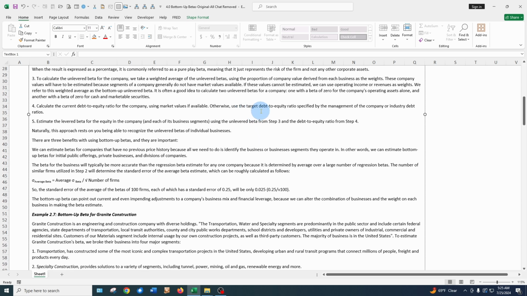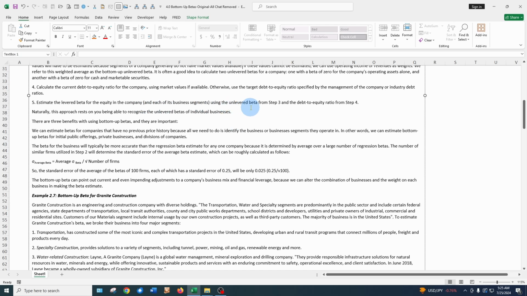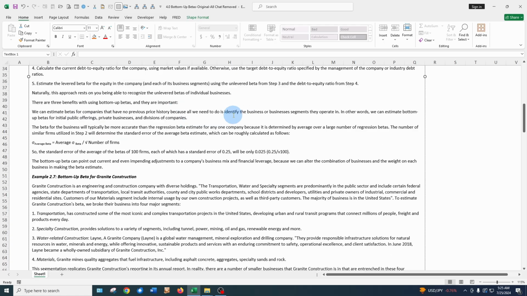Otherwise, use the target debt-to-equity ratio specified by the company or industry debt. Now, be sure it is debt to equity, not debt to capital. Estimate the levered beta for the equity in the company in each of its business segments, using the unlevered beta from step 3 and the debt to equity ratio from step 4. Naturally, this approach rests on your being able to recognize the unlevered betas of individual businesses.